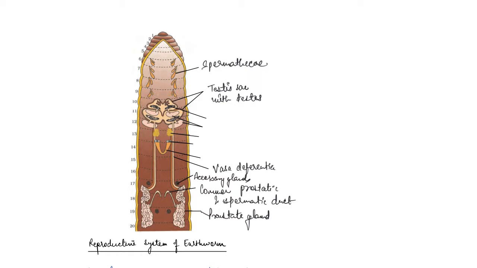So there are four pairs of spermathecae which are located from the sixth to ninth segment, right? Six, seven, eight, nine. They receive and store spermatozoa during copulation. They basically store the sperms. Now, apart from that, let's talk about the female reproductive system.